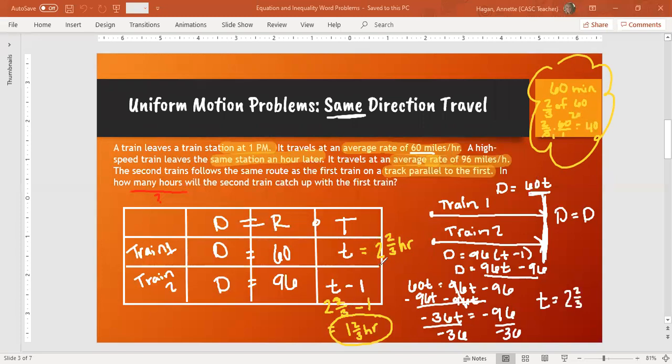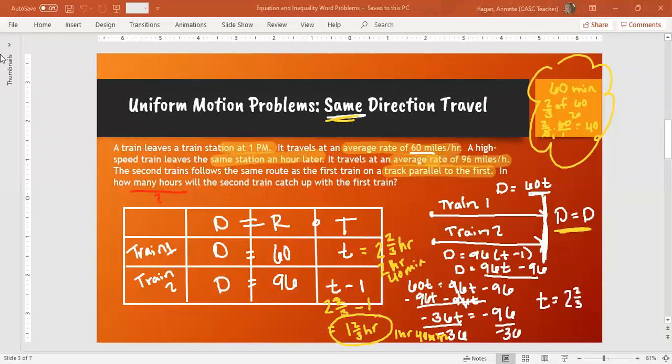So my first train was traveling for 2 hours and 40 minutes. And my second train was traveling for 1 hour and 40 minutes, okay? So this is same direction travel, where the distances are going to be the same.